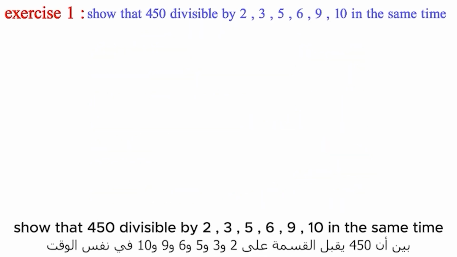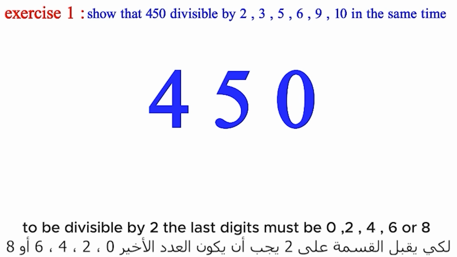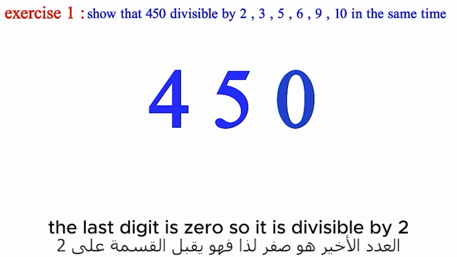First question. Show that 450 is divisible by 2, 3, 5, 6, 9, 10 at the same time. First start to see if it is divisible by 2. To be divisible by 2, the last digit must be 0, 2, 4, 6 or 8. The last digit is 0, so it is divisible by 2.